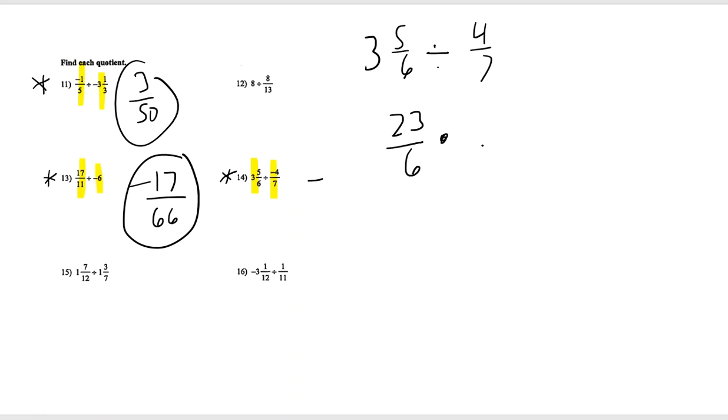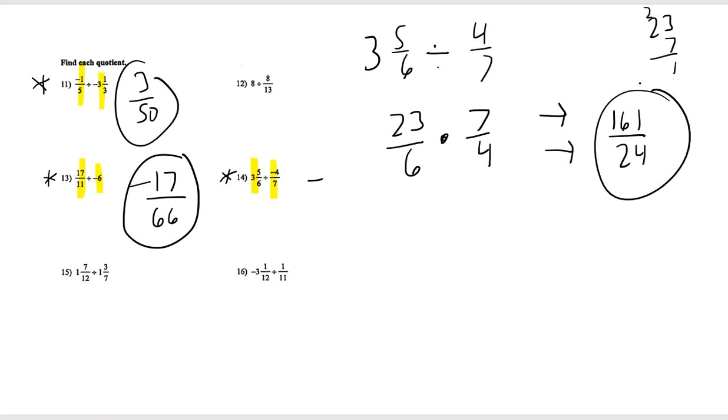And then we're going to multiply by the reciprocal of the second fraction. So remember, keep, change, flip. From there, we need to do top times top over bottom times bottom. 6 times 4 is 24. 23 times 7 is 161. Voila. And this fraction does not simplify. So our final answer is negative 161 over 24.